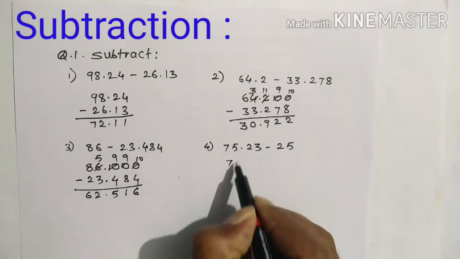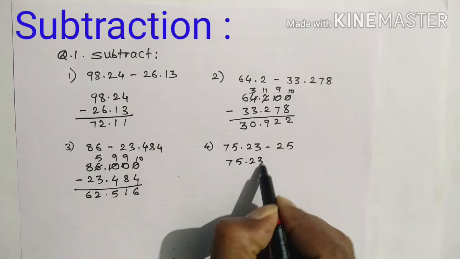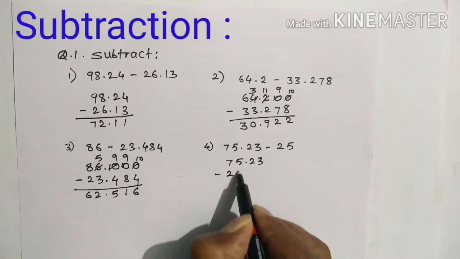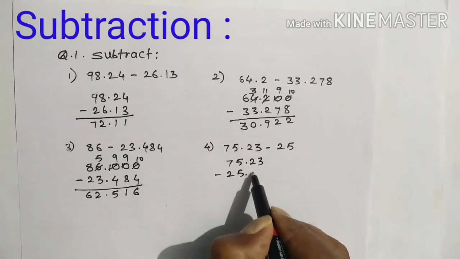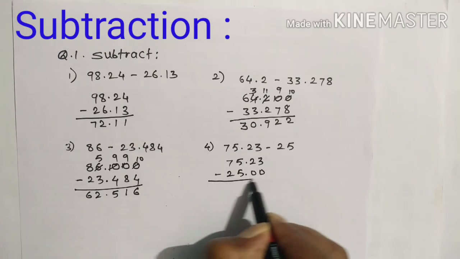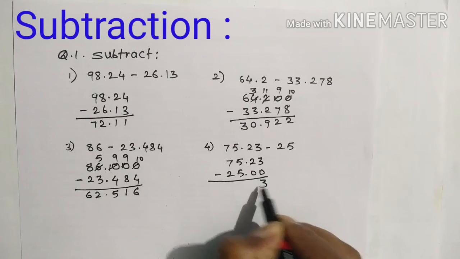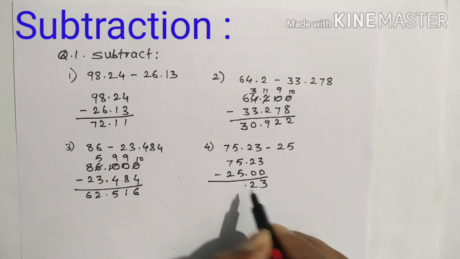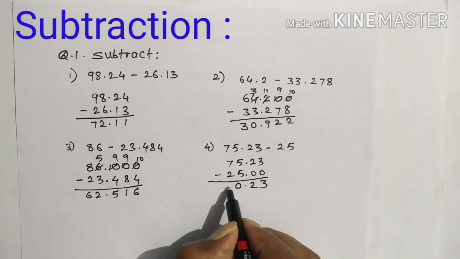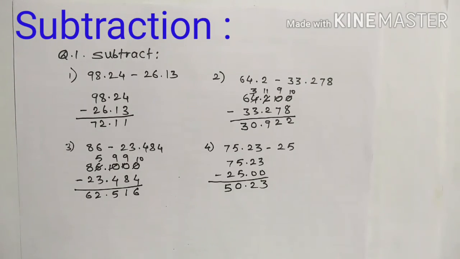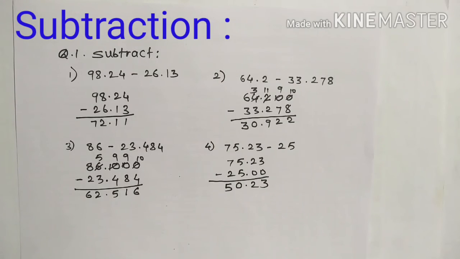Here 75.23 minus 25. 25 is nothing but 25.00. Okay, 3 minus 0 is 3, 2 minus 0 is 2, 5 minus 5 is 0, and 7 minus 2 is 5. Like this addition and subtraction will happen.